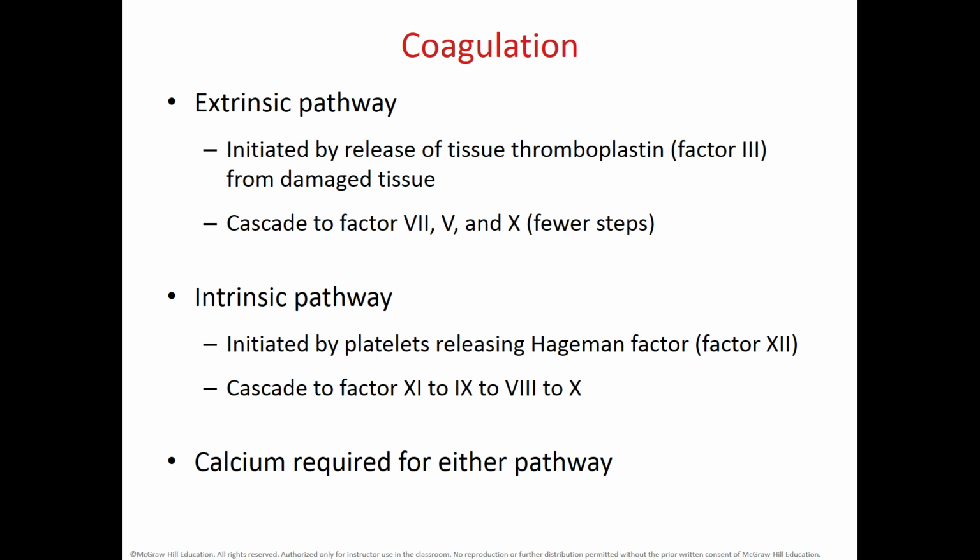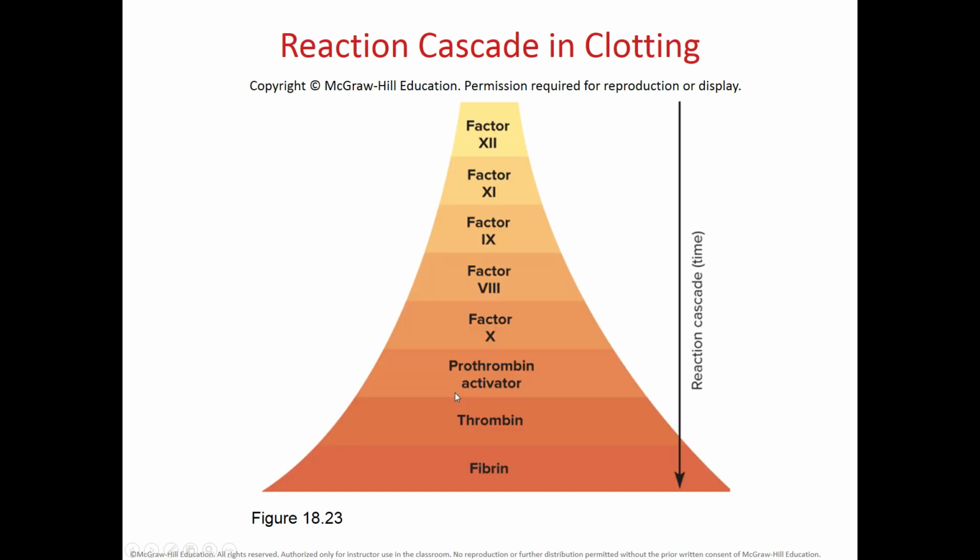So the extrinsic pathway again is initiated by damaged tissue, and then the intrinsic pathway is initiated by the platelets, and calcium is going to be important for both pathways, the extrinsic pathway and the intrinsic pathway. And you have all these proteins, these procoagulants, that are going to be activated in this sequence that ultimately will lead to the formation of fibrin threads.